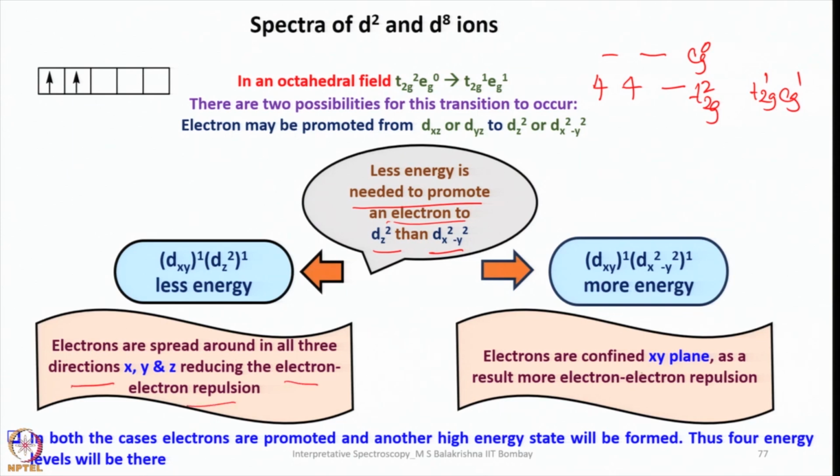So here electrons are confined to the xy plane, because 4 ligands are approaching in the direction of x, minus x, y, minus y. As a result, if you put more electrons, what happens? The metal to ligand repulsion would destabilize and it will be more energetic. The result is more electron repulsion. In both the cases, electrons are promoted and another high energy state will be formed, thus 4 energy levels will be there. So as a result, we can see 4 energy levels in case of d2 and d8 systems.